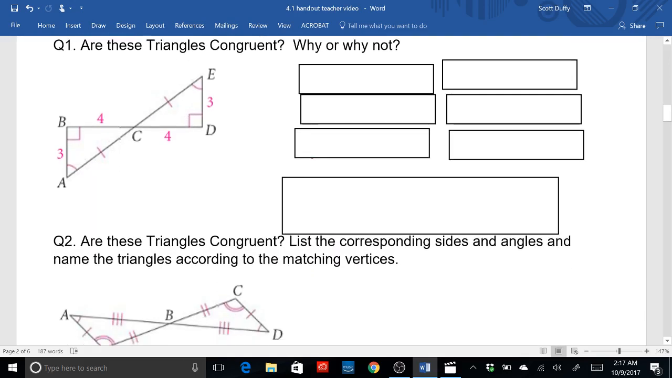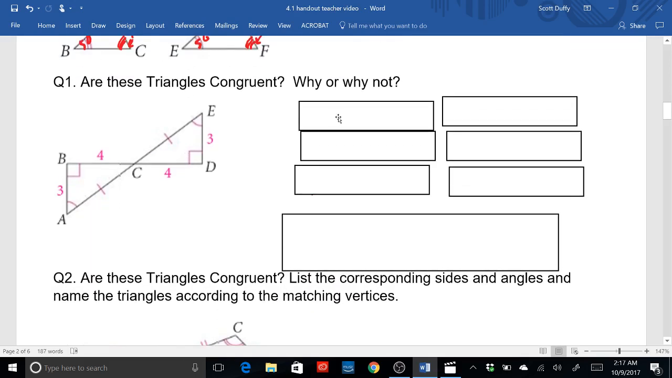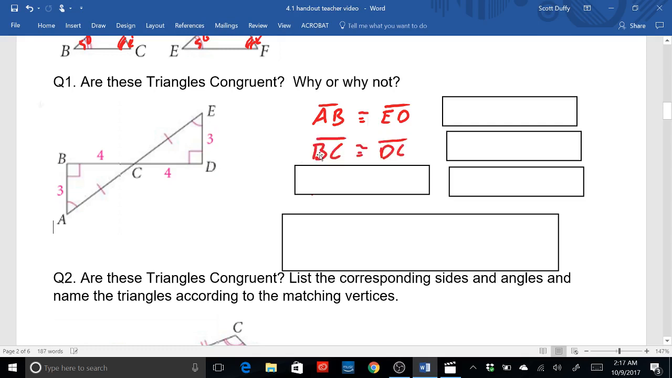Question 1, you're going to do this one with me. Are these triangles congruent? Why or why not? Well, I'm looking for 3 corresponding congruent side lengths and 3 corresponding congruent angle pairs. First thing I know is that AB is equal to 3, and so is EB, so they're equal to each other. BC is 4, and so is DC, that's 4. And then, because of the hash mark, I know that AC equals EC. I don't know the length, but I know they're equal.